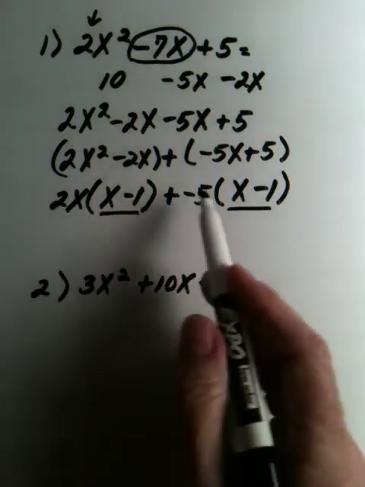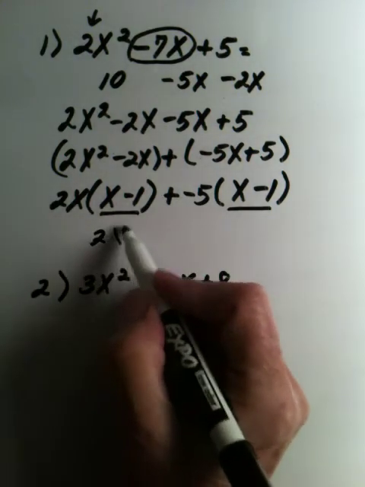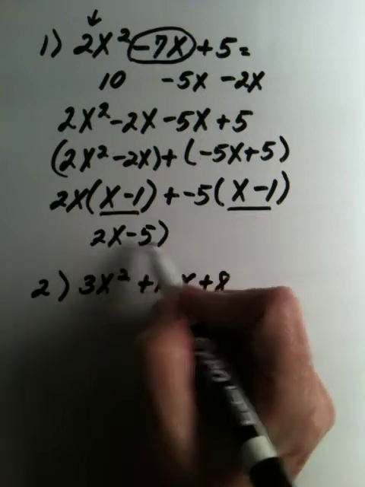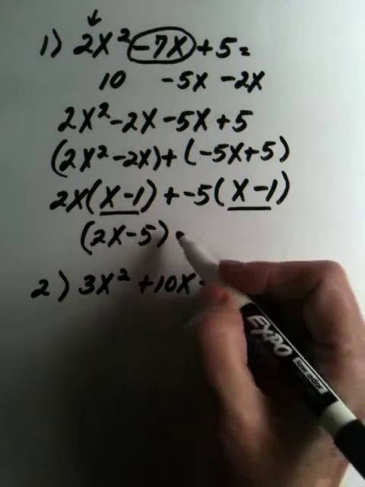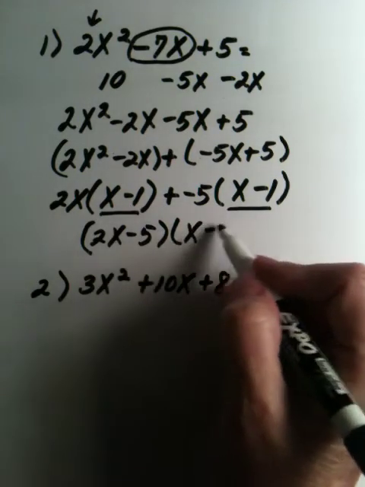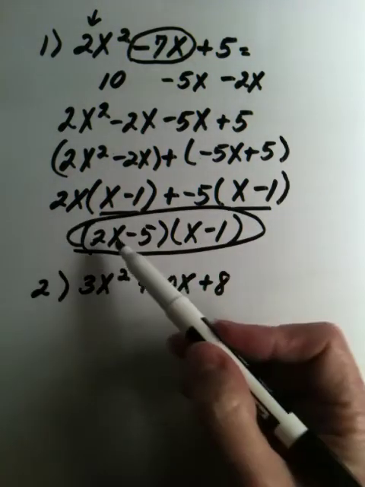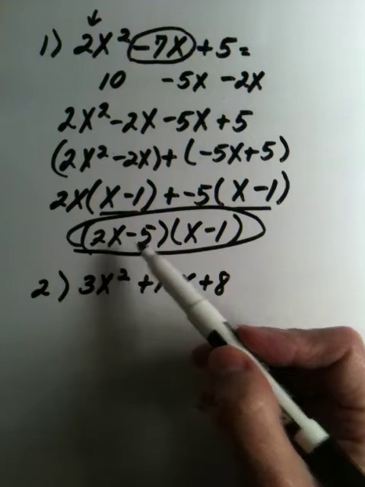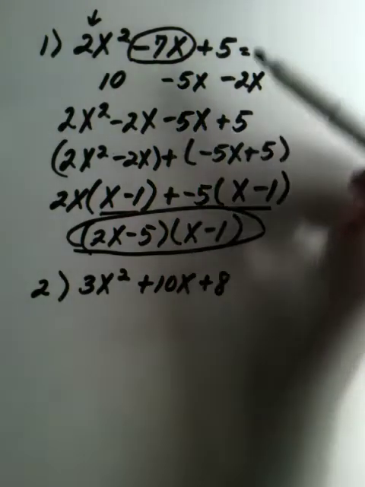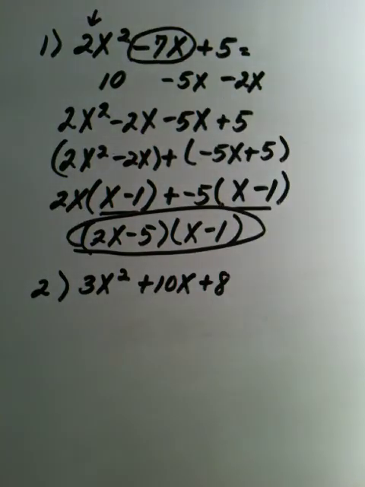We take the first two terms, 2x minus 5 times x minus 1, just like we did with the grouping problems. And we're finished. If you multiply 2x minus 5 times x minus 1, you'll get the original problem.